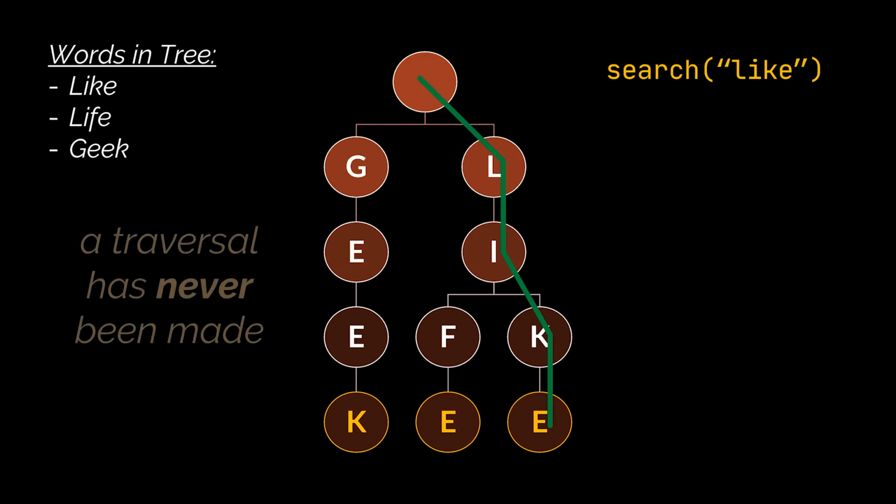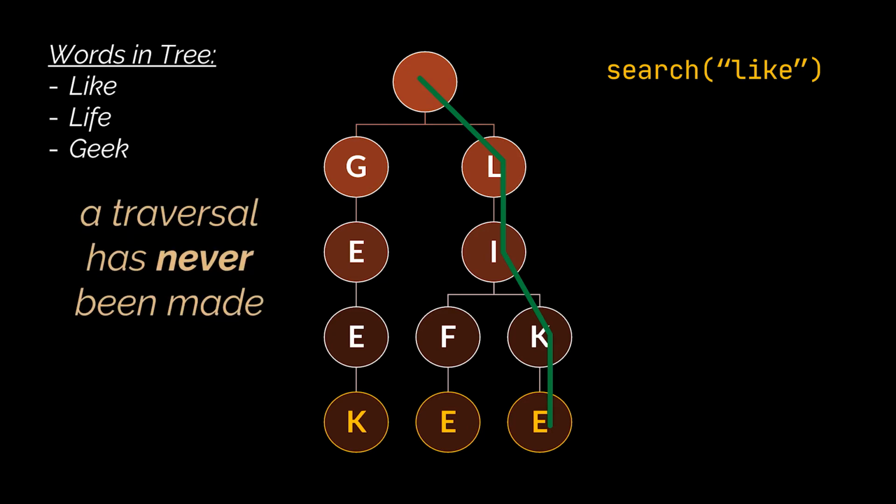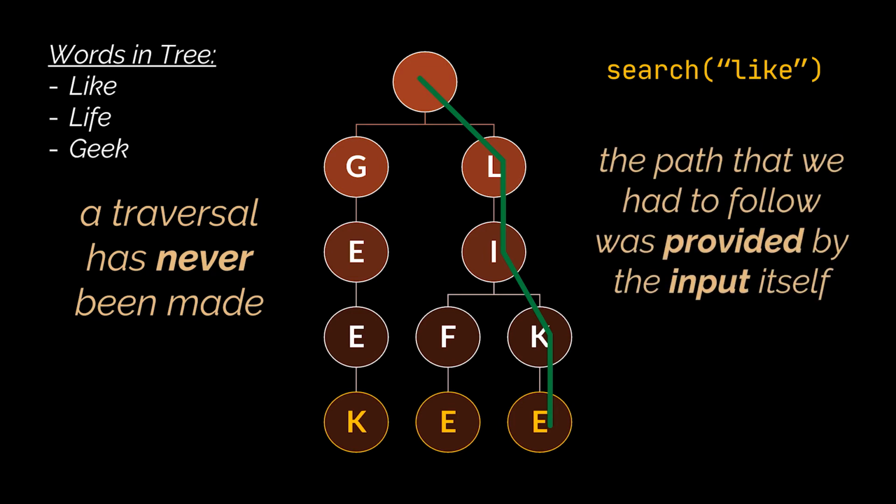You see, to find a word inside the tree, we didn't have to traverse the tree itself, using, for example, depth first or breadth first search. A traversal was never needed because the path that we had to follow was provided by the input itself. And this traversal was done in O(n) time complexity, n being the number of characters in the input.